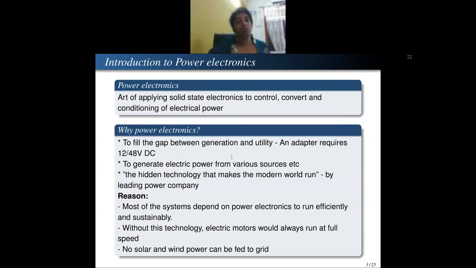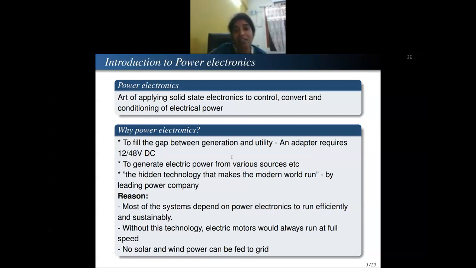Okay, so power electronics is a discipline which deals with applying solid state electronics to control, convert, and condition electrical power. It's basically dealing with electronics, how to process electrical power very efficiently. Why do we need power electronics? To fill the gap between generation and utility. For example, if we have a 230 volt 50 hertz supply, and some of our appliances, say a laptop, require 48 volt or 12 volt DC, then we need an efficient conversion.